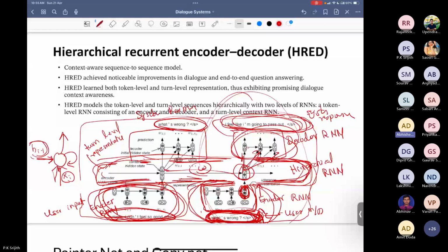Sir, in this example, first input is "I don't feel so good." What's the next user input here? I don't know exactly what it is with respect to this example, but forget about what is happening with respect to the example. In general, you can think of this model as responding to some particular user input, whatever it is.